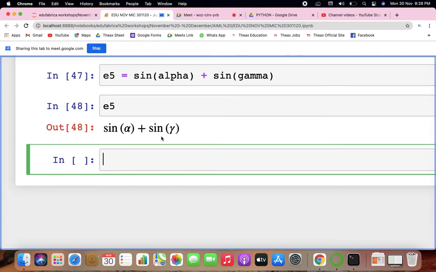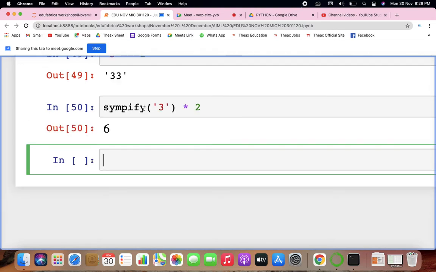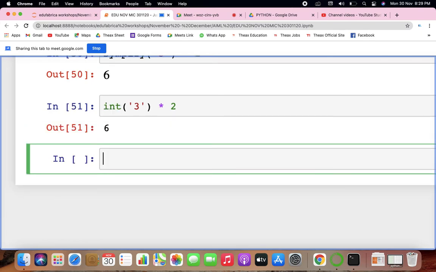Now in Python, guys, we have learned that there is something called replication with strings. So when we are multiplying, if we say 3 multiplied by 2, we get 3, 3, right? But if we need 3 multiplied by 2, giving the result as 6, how will we do it? We need to convert the string into an integer. So there is a function called simplify. You'll be writing simplify of this 3, which is again multiplied by 2, giving you a result of 6. Or you say integer of this 3 multiplied by 2, right? Both can be done, easy.